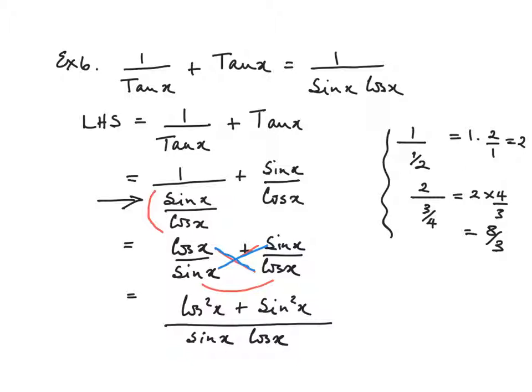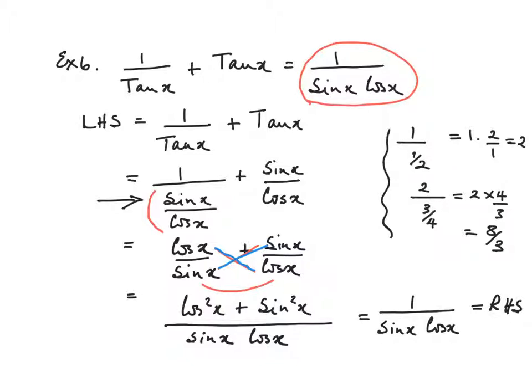And I hope you can see we've got cos squared plus sin squared on the top, which is just 1. Sin x cos x on the bottom, and that's exactly what we have up here. So I can finish off by saying that's equal to the right hand side.